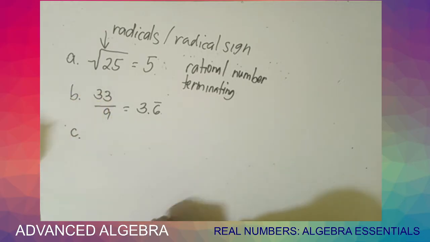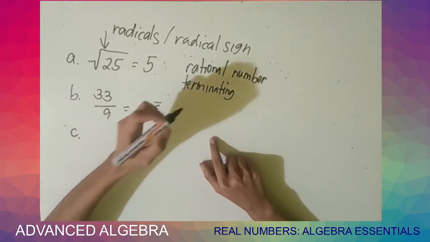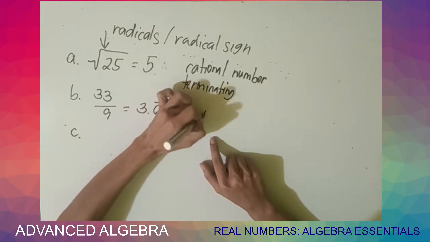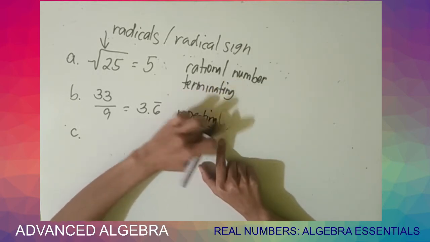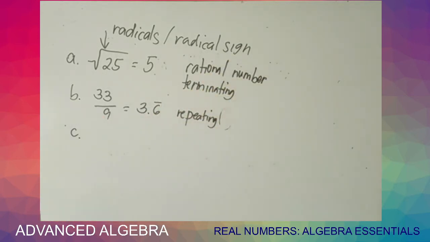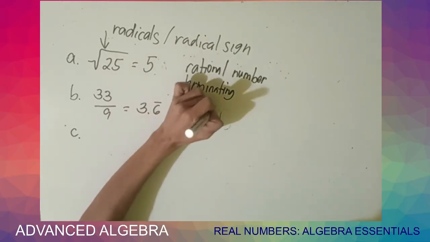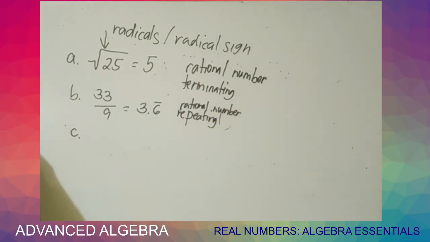So next, si B ay rational number, tapos siya ay repeating. Okay? So repeating siya, then rational number pa rin siya. Okay? So next, letter C.